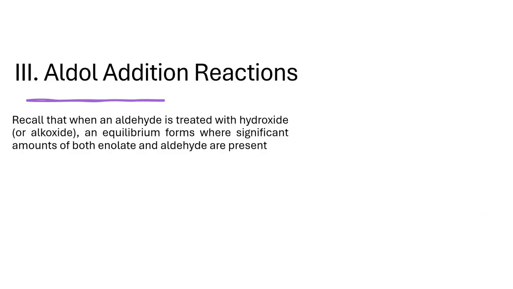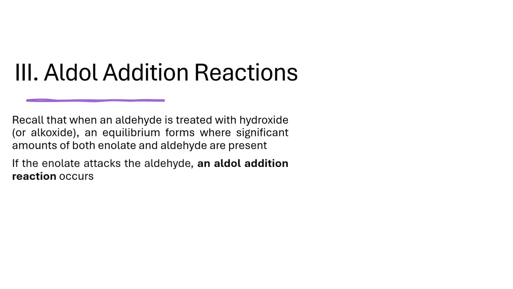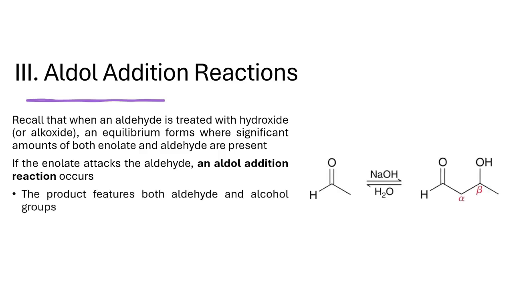3. Aldol addition reactions. Recall that when an aldehyde is treated with hydroxide or an alkoxide ion, an equilibrium forms where significant amounts of both enolate and aldehyde are present. If the enolate attacks another aldehyde, an aldol addition reaction occurs. The product features both aldehyde and alcohol groups. Note the location of the hydroxide group on the beta carbon.